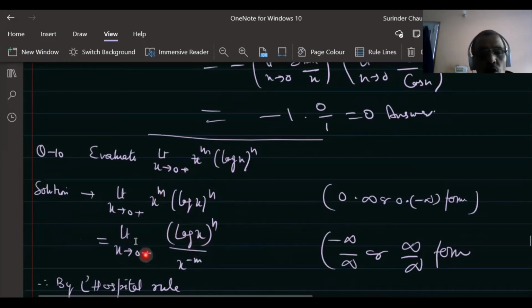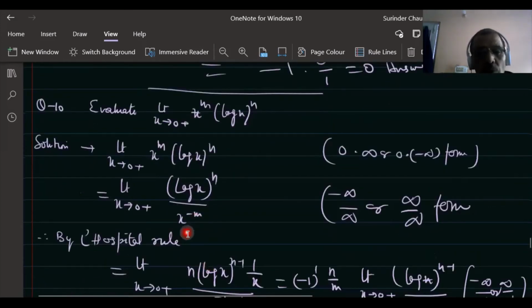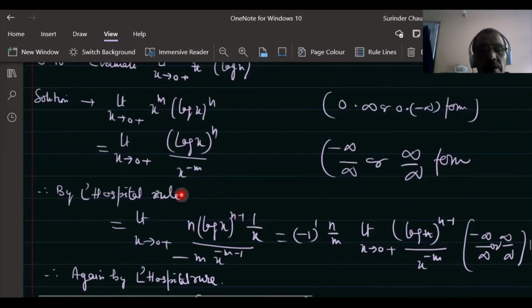So this is equal to limit x to 0 of log of x to the power n upon x to the power minus m, or 1 upon x to the power m. So what is the limit? The numerator is infinity and the denominator is 1 over 0, infinity, so infinity form. So we can apply L'Hospital's rule. Differentiating the numerator gives n log x to the power n minus 1, the derivative of log x is 1 upon x, and the derivative of x to the power minus m is minus m x to the power minus m minus 1.